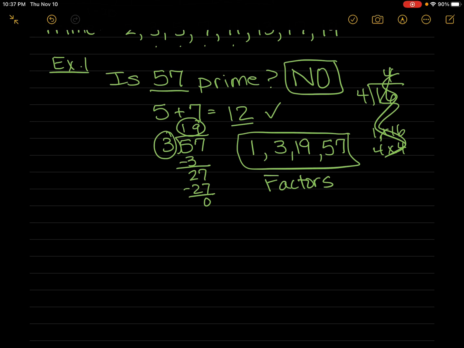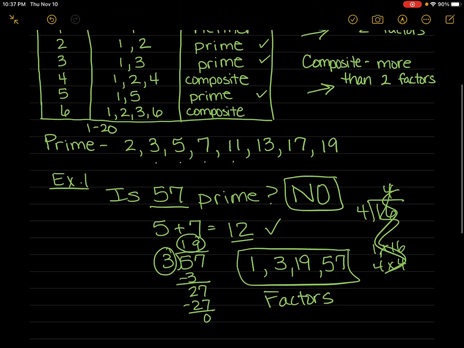So that's it for today. You will be asked questions like, are these numbers prime or composite, in your homework, and so you will just need to write prime, composite, or neither. The only one that is neither is 1. So make sure that you don't write prime or composite on 1. And that's it for today.